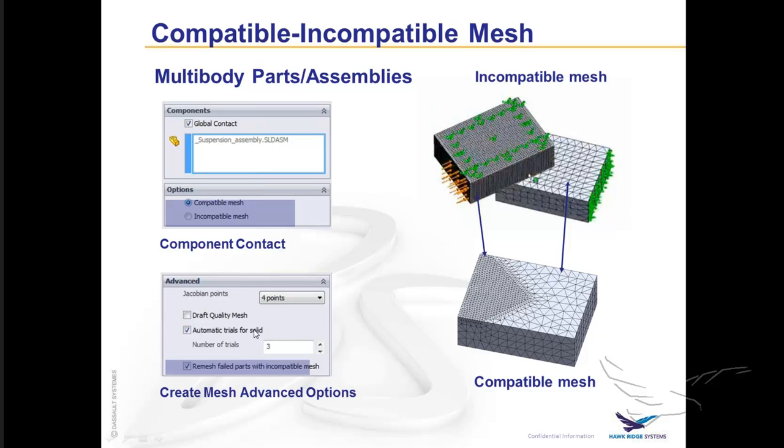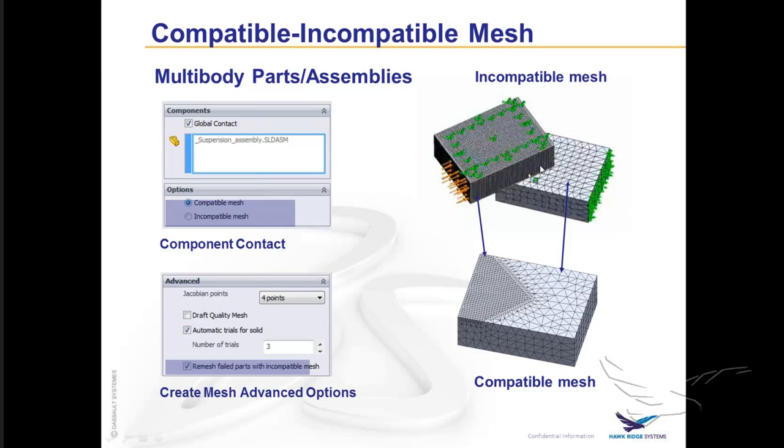Also, when it comes to meshing assemblies and multi-body parts, we have an option to look out for. It's called the compatible versus the incompatible mesh. You can alter it in the global component contacts or global contacts, and you can also specify to remesh the failed part with an incompatible mesh. Basically, a compatible mesh tries to merge the nodes between two bodies, and it'll allow for a more accurate bonded contact that can be calculated much easier.